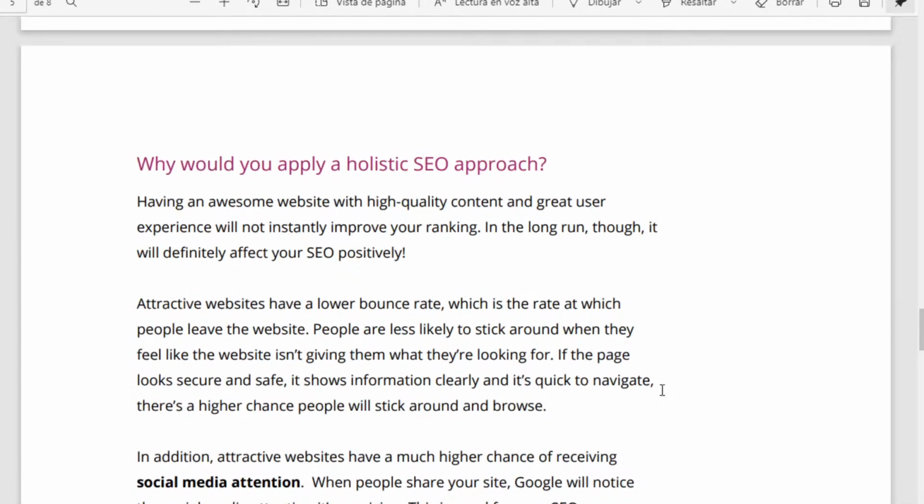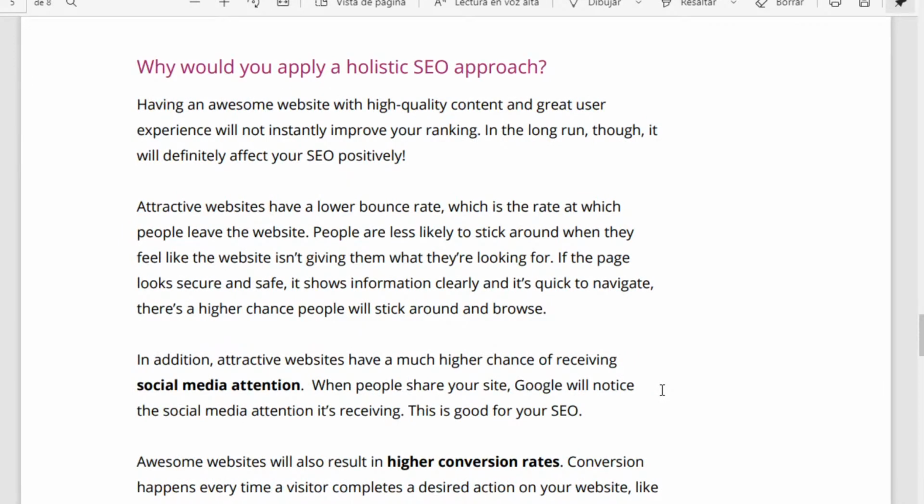Why would you apply a holistic SEO approach? Having an awesome website with high-quality content and great user experience will not instantly improve your ranking. In the long run, though, it will definitely affect your SEO positively.